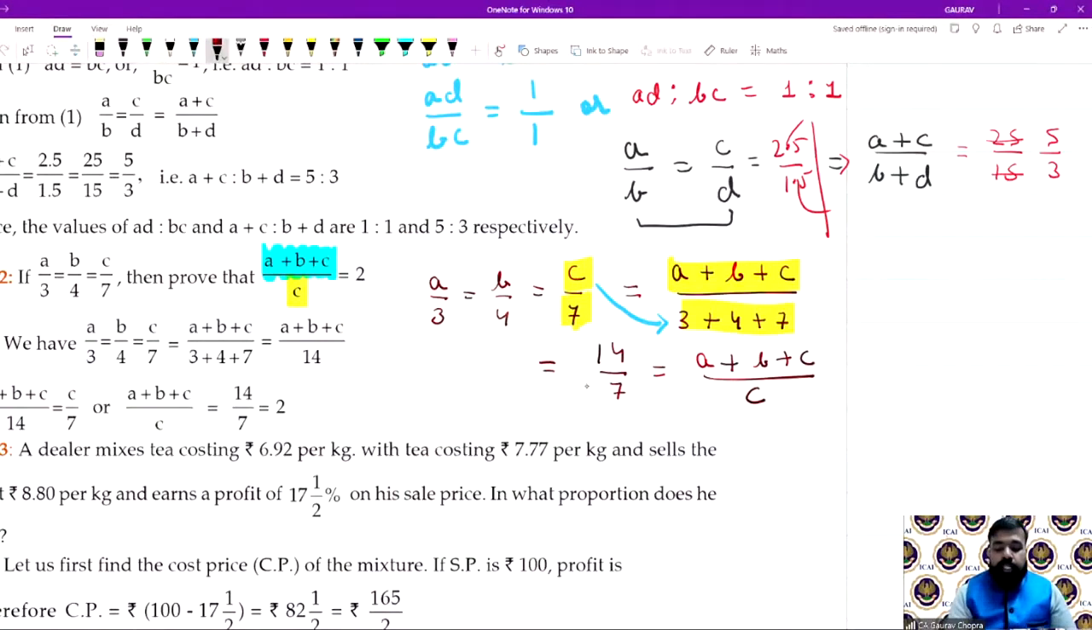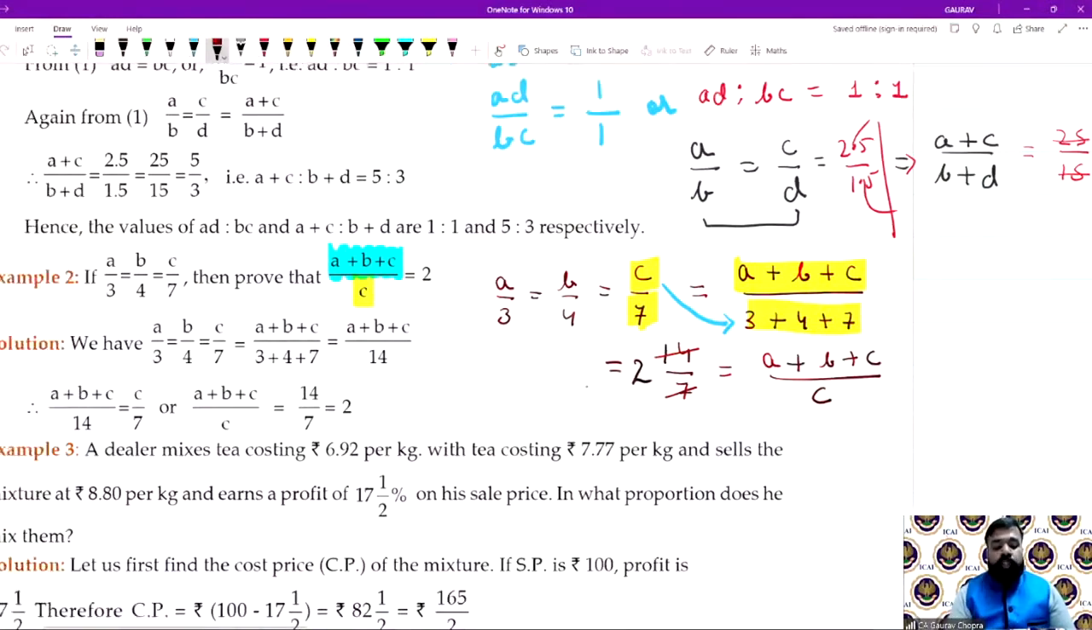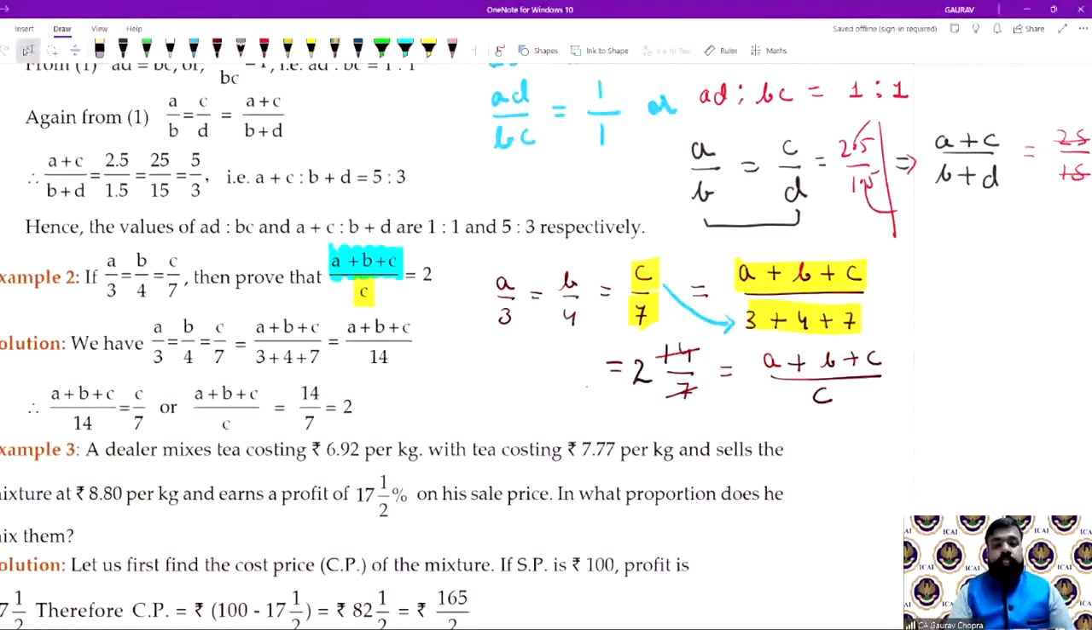So now we can cancel them and get the result. 14 by 7 is equal to 2. And this is what we have to prove in the question: A plus B plus C by C is equal to 2. And we have done the proof.